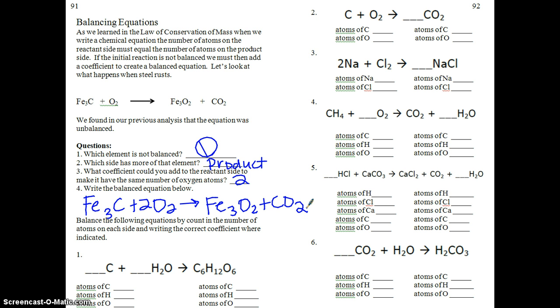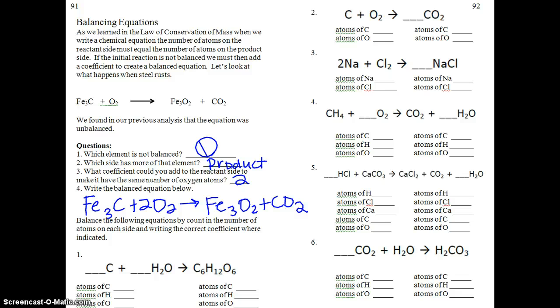If yours looks like this, then you've done a great job. Alright, so let's balance the following equations by counting the number of atoms on each side and writing the correct coefficient where indicated. Alright, pause the video. I'm going to give you guys about 5 minutes to do this. Okay, everybody should be done. Joseph, I know you probably finished before everybody.